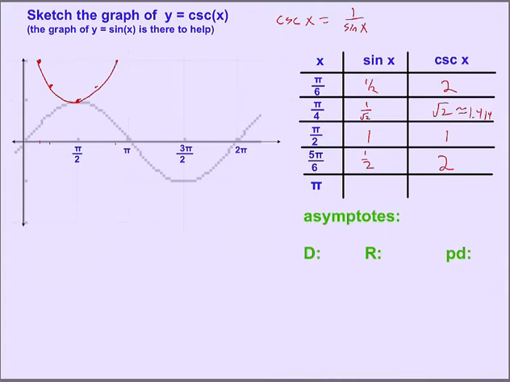The question is, what happens next? What happens as we get closer and closer to pi? Well, remember, the sine of pi is 0. That's that intersection right there. But the reciprocal of 0 doesn't exist. There is no such thing as a reciprocal of 0. And we saw this with rational functions also. When a denominator gets closer and closer to 0, you get closer and closer to a vertical asymptote.